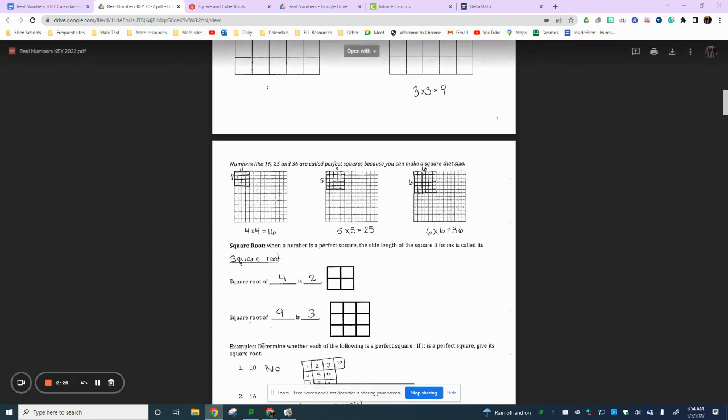So you might want to take a second to determine whether each of the following is a perfect square. If it is a perfect square, give its square root. So pause the video and try those examples.